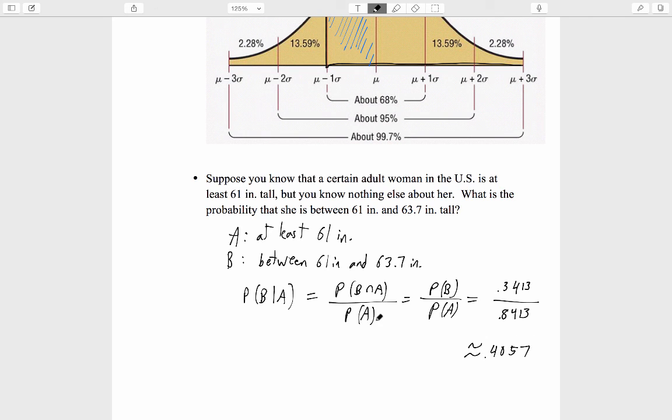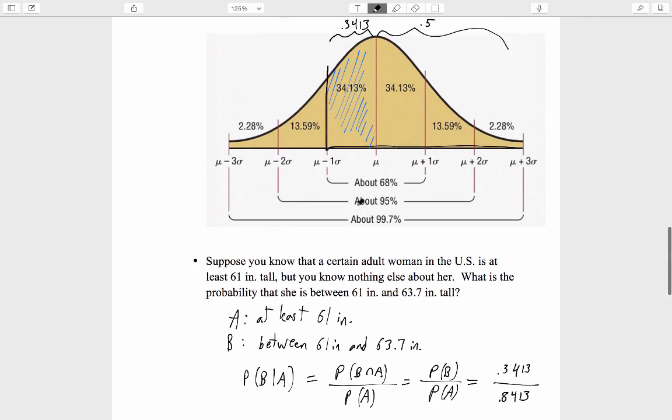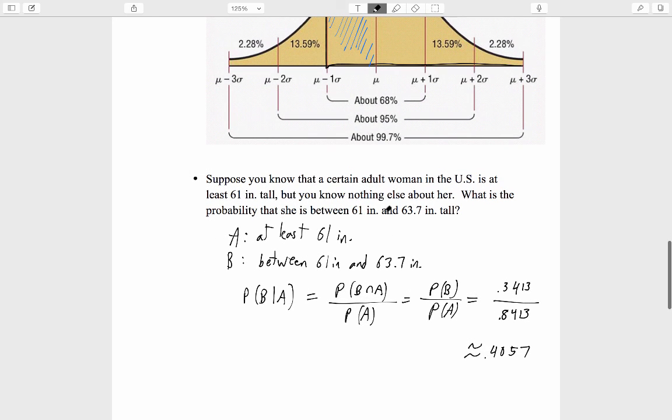By recalling what we know about conditional probability and putting it together with this new information about the empirical rule, we are able to answer this kind of conditional probability question. We will take a closer look at normal distributions in the next video set. And that is all for video set number 9.